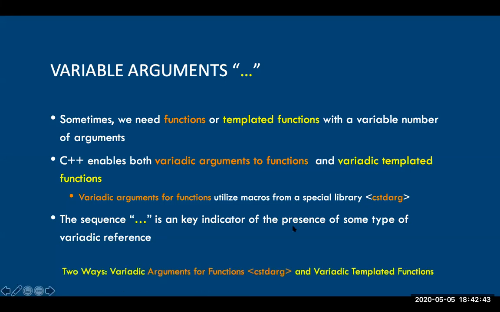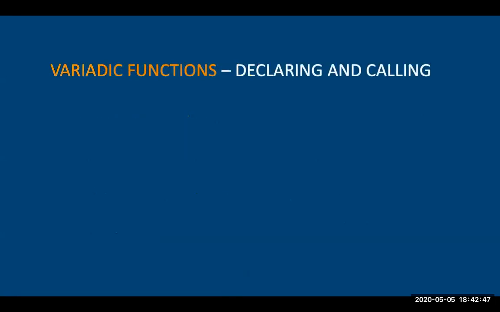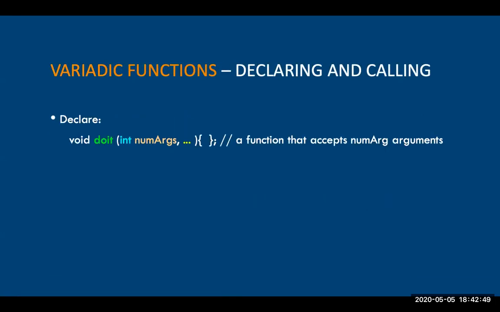Okay, so let's look at variadic arguments for functions before we get into the templates. So variadic functions: we want to have a function that has a variable number of arguments. We declare it like so, right? We have this 3 dots here that says there's a whole bunch of stuff coming here. I have no idea how many they are. But in the case of functions, they have to all be of the same type, which we'll see in a minute.